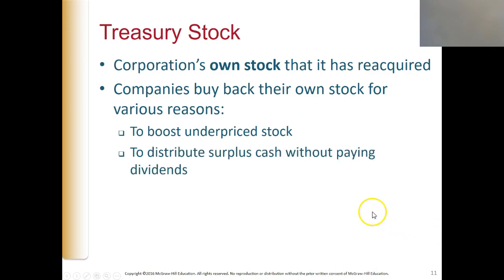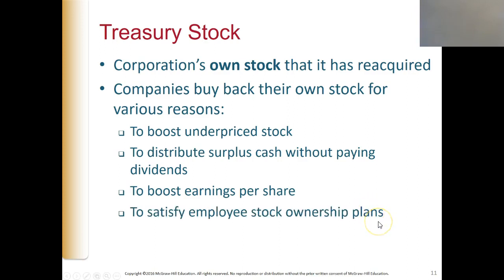They might want to distribute surplus cash without paying dividends. So they're buying the stock from the stockholders and getting cash out the door to those stockholders. And also boost earnings per share because you'll have a lower amount in the denominator, fewer outstanding shares, and that will increase the earnings per share amount.